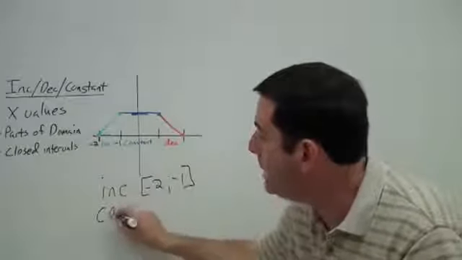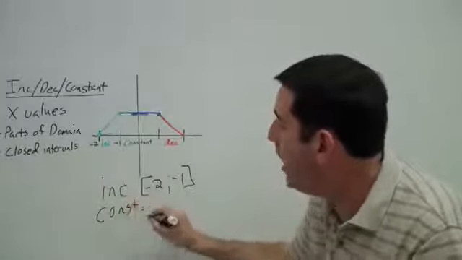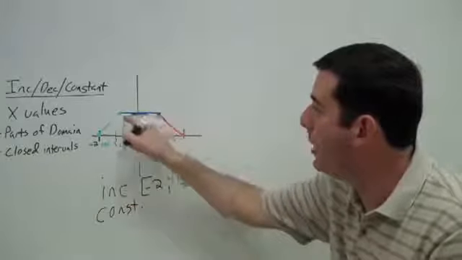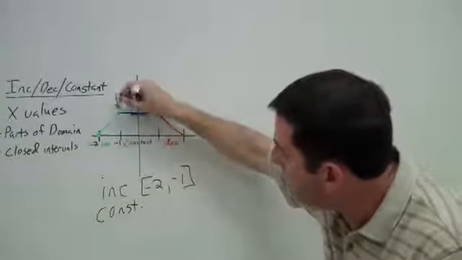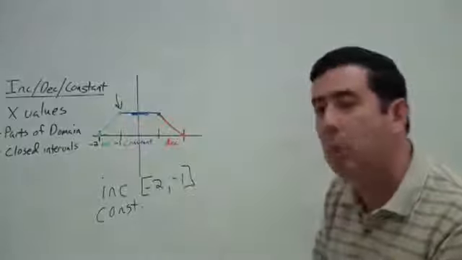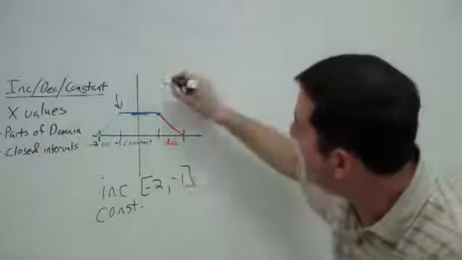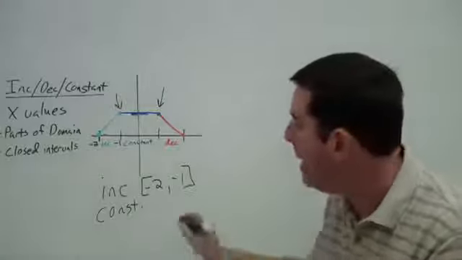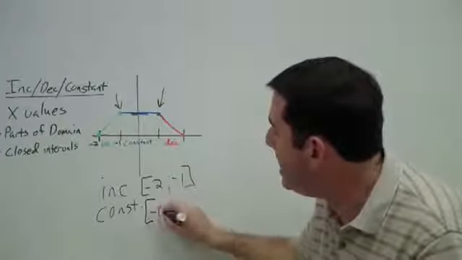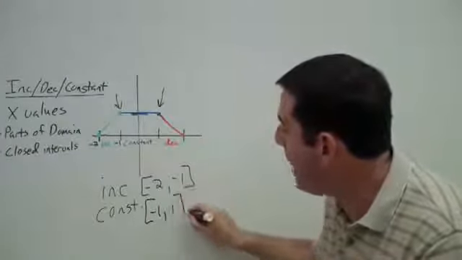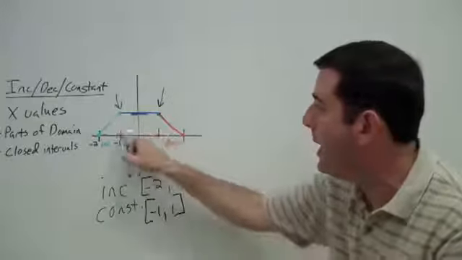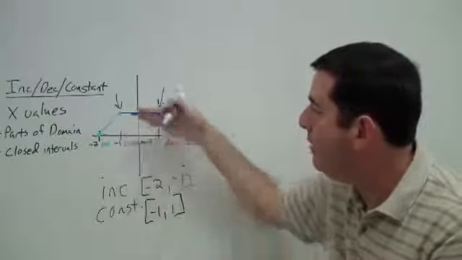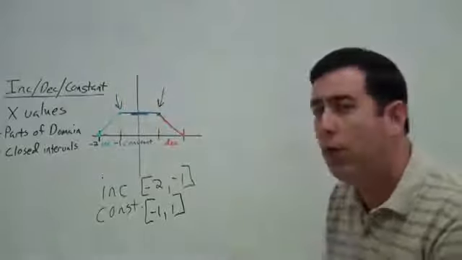Next is the constant area. The constant area where we're going straight across, it begins when x is equal to -1. It stops when x is equal to +1. So between -1 for x and +1 for x, in this area, that's where we're going straight across.